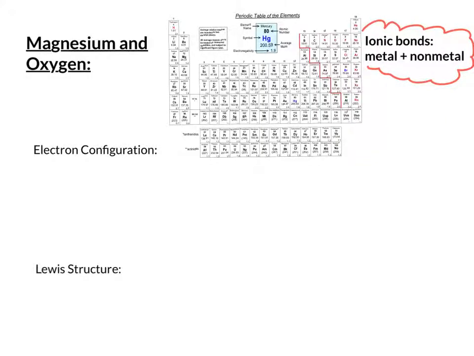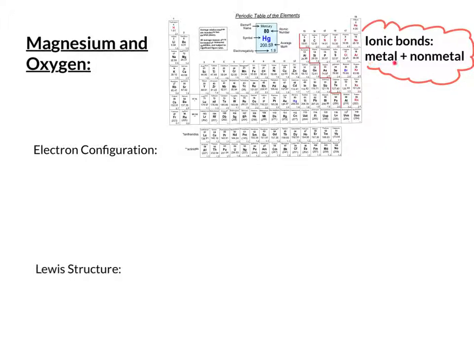All right, so we have been talking about ions lately and writing the electron configuration of ions and the Lewis structure of ions. Right now we're going to look a little bit deeper into writing the electron configuration and the Lewis structure of ionic compounds instead of just ions by themselves. Now, an ionic bond is what we see in an ionic compound.